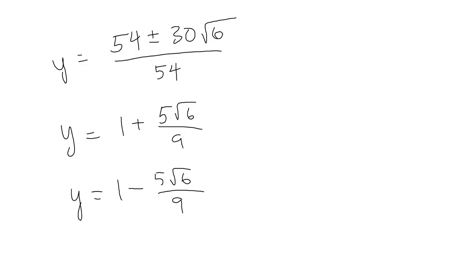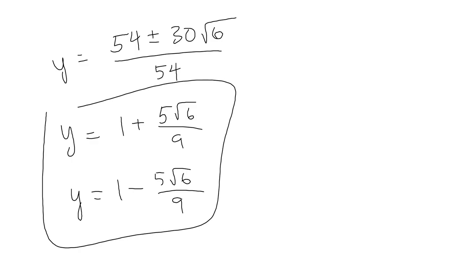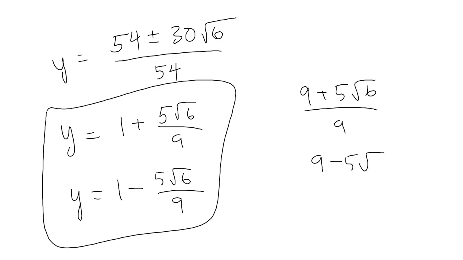If you wanted to, you could have also said that this is 9 plus 5 root 6 over 9 and 9 minus 5 root 6 over 9, right? Same thing. So it doesn't really matter which way you go with it. So those are our horizontal tangent lines. And so we have 4 of them actually. And now we're going to go ahead and do our vertical tangent line.